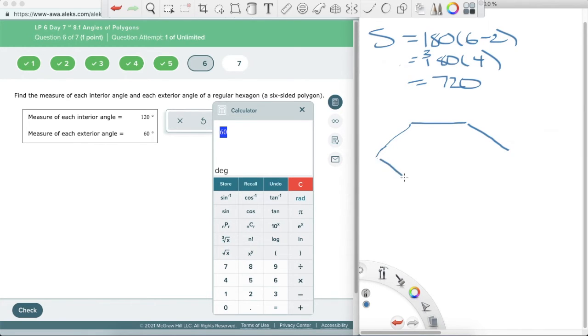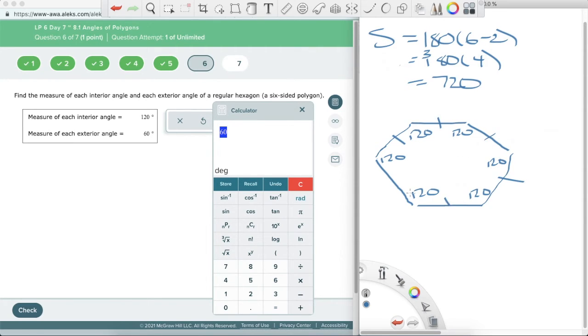I'm already not doing a very good job here. I want them all to be the same angle measure, but I'm not doing a very good job there. So we're going to pretend like these are all the same angle measure. All of these are 120. I know I didn't do the perfect job there, but it's close enough. And each side is the same length. This is our regular hexagon.